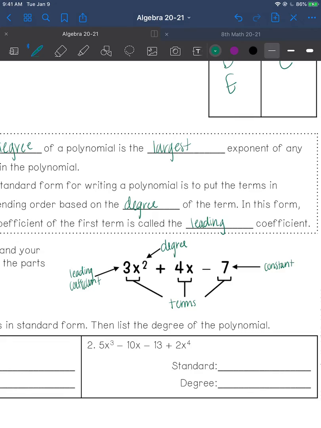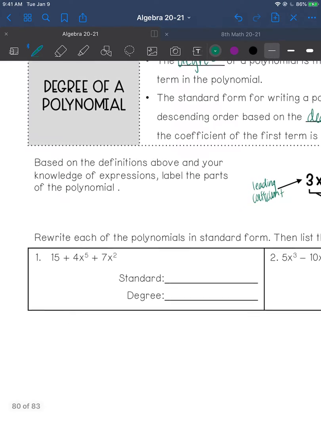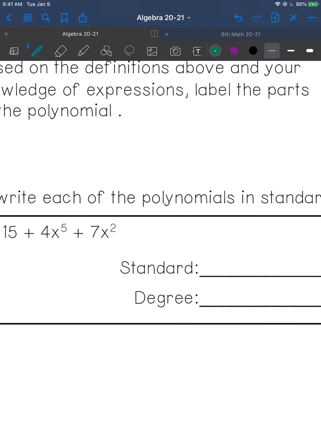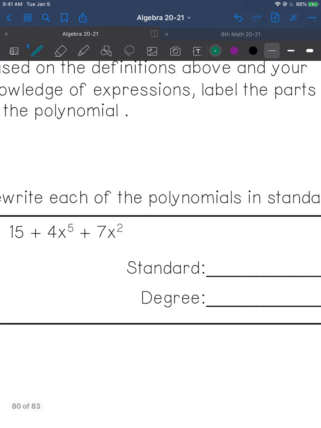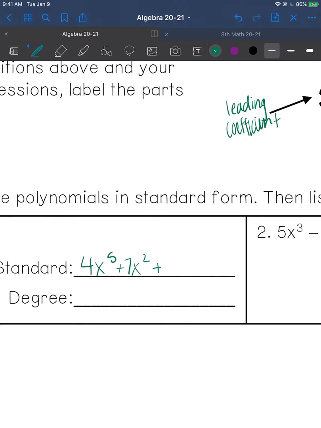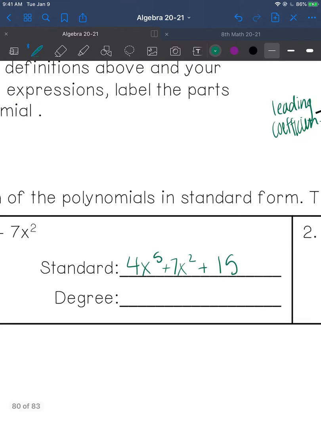So, all we're going to do on this first problem, we're just going to rewrite the polynomial in standard form, meaning we're just organizing it. So, what is the highest power? 5. So, I'm going to write 4x to the fifth. Then the next power would be 7x squared plus 15, right? So that's how to write it in standard form. It's literally just organizing it. What's our degree? 5. Absolutely, our degree is 5.